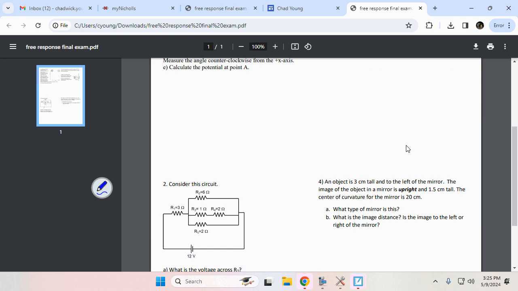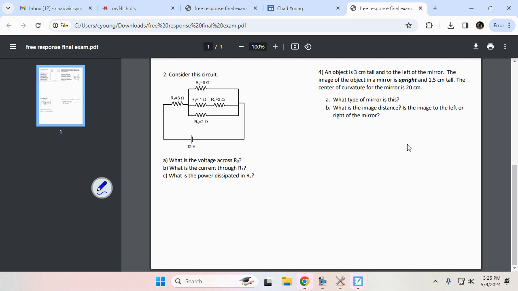Now number 4. So it will be a mirror, but it doesn't have to be this mirror. Like this, turned out this was a convex mirror, right? Yeah, it's a convex mirror. It could be concave. It could be convex too, but it could be concave. It could be any one of the scenarios that we had with mirrors.